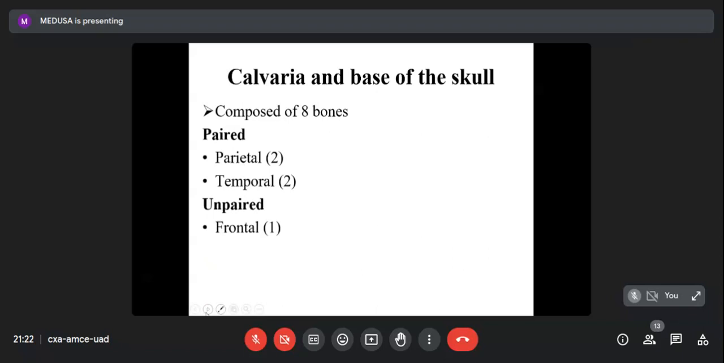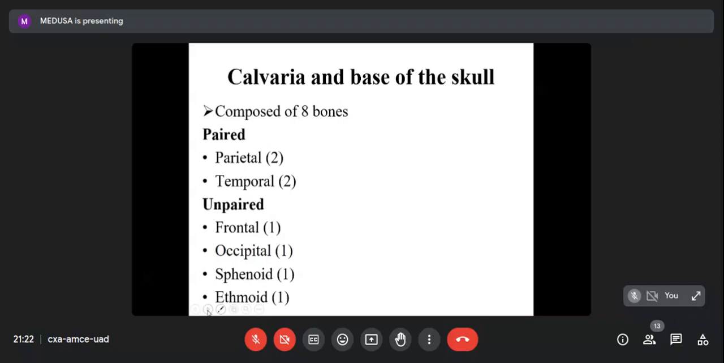And then the unpaired: we have the frontal bone, which is the big one that makes up your forehead. The occipital bone actually makes up the hind part of your skull, so the hind part of your skull is made up by one unpaired bone called the occipital bone. And also we have the sphenoid bone. Where do we find the sphenoid bone? Just inferior to the frontal bone. That's approximately where the sphenoid bone is located.